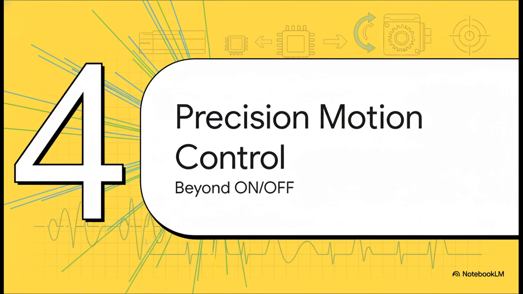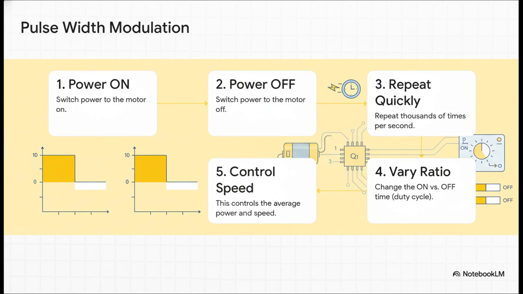What if we want to control how fast it spins? Or what if we needed to move to a very, very specific spot and just stop there? For that, we're going to need to get a little more clever. This brings us to one of my favorite tricks in all of digital electronics, pulse width modulation, or PWM. It sounds complicated, but the idea is brilliant.